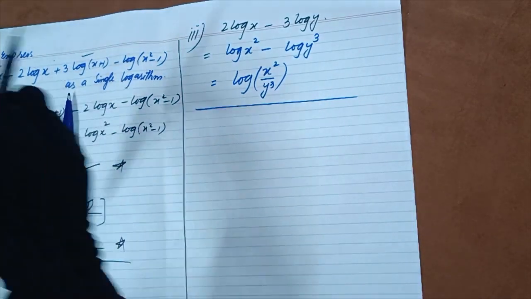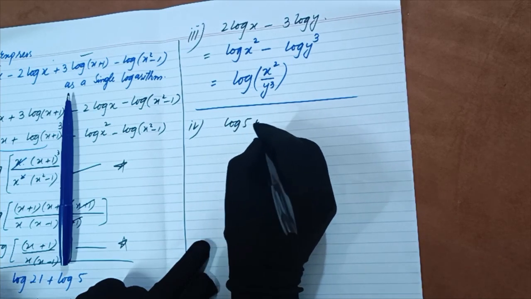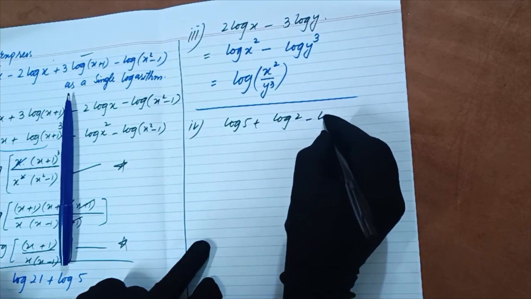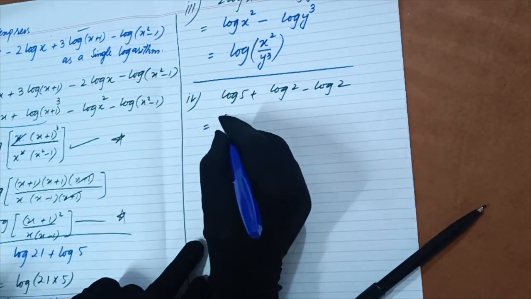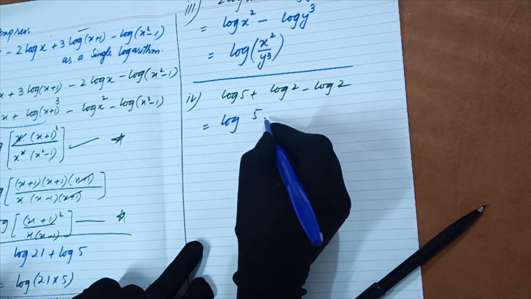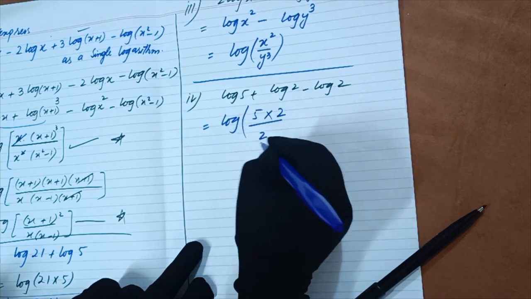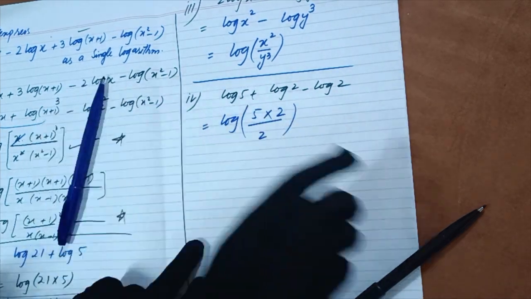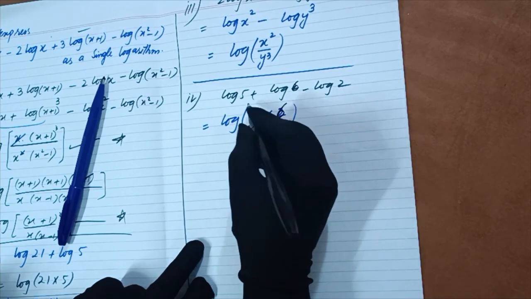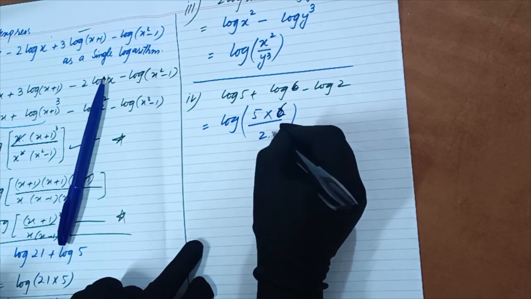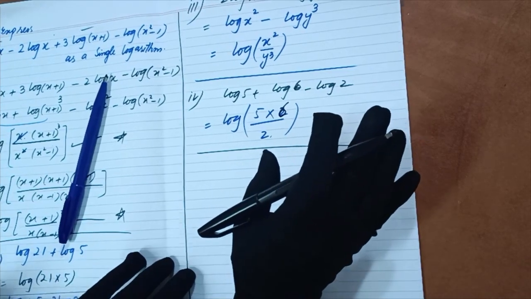Next question is the fourth part, the last part of this question, log of 5 plus log of 6 minus log of 2. So the positive numbers will be in the numerator, written in the product form. The negative number will be written in the denominator. It was log 6. I was thinking why not cancel 2 and 2. So write here log of 5 times 6 divided by 2. So it is expressed as a single logarithm.